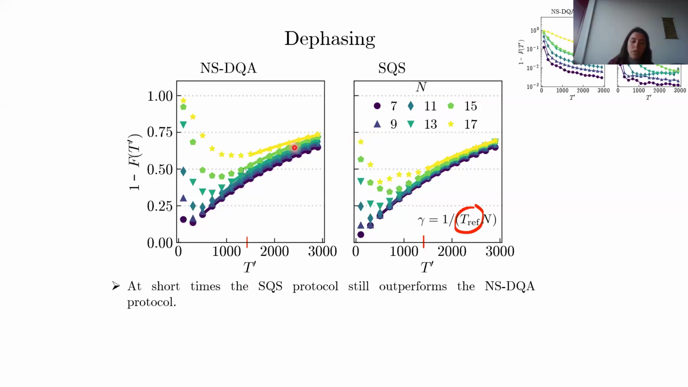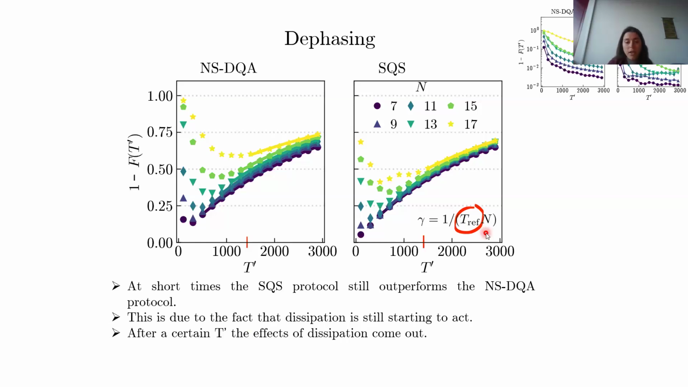And what we see is that at short times, the SQS protocol still outperforms the non-stochastic diabatic annealing protocol. And we again can see this by looking at the points and the orders of magnitude of these points. This is due to the choice of this decay rate: the dissipation is still starting to act. But after a certain T prime, which increases with the system size, the effects of dissipation come out, and after this T prime, the two protocols become equivalent.